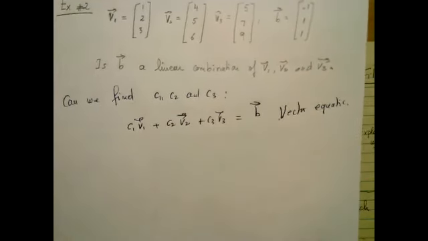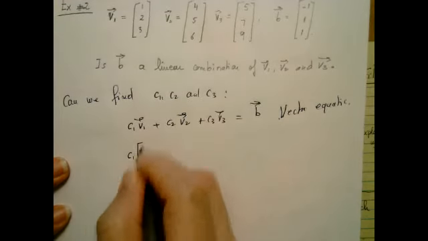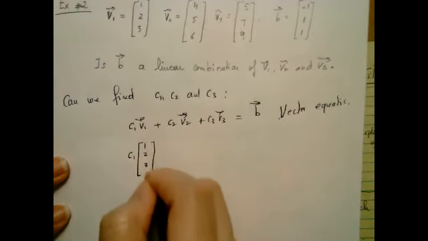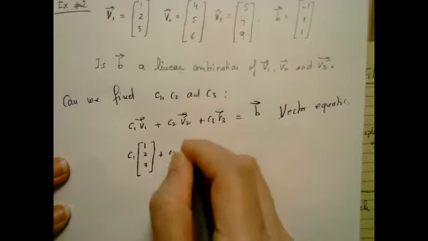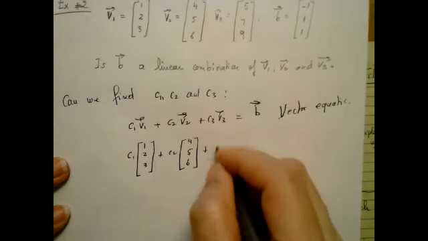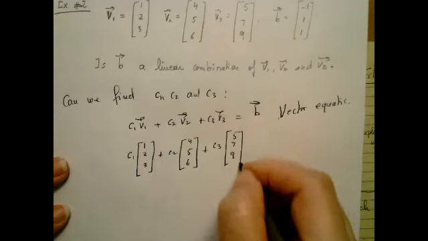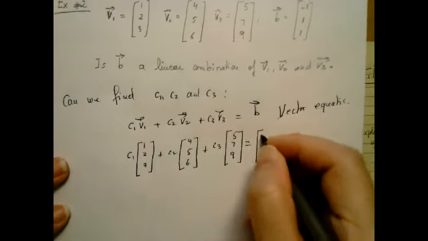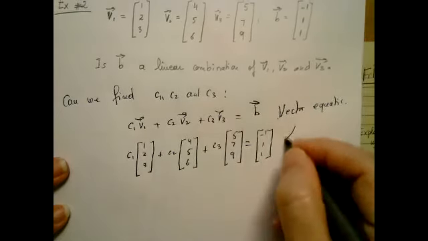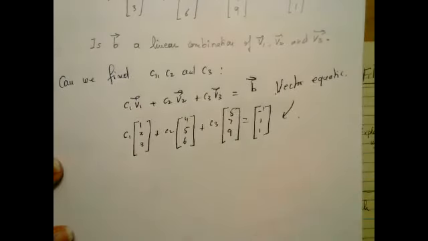Okay, but what does it mean to solve this vector equation? It means I'm looking for C1 (1, 2, 3) plus C2 (4, 5, 6) plus C3 (5, 7, 9) equal to (-1, 1). And that means I'm solving this vector equation. Now, we don't know any solution. We look at it, and it's hard to tell. Sometimes it's easy to tell, but now it's hard.